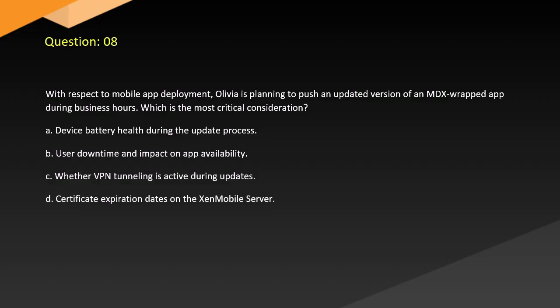Question 8. With respect to mobile app deployment, Olivia is planning to push an updated version of an MDX wrapped app during business hours. Which is the most critical consideration? A. Device battery health during the update process. B. User downtime and impact on app availability. C. Whether VPN tunneling is active during updates. D. Certificate expiration dates on the XenMobile server.